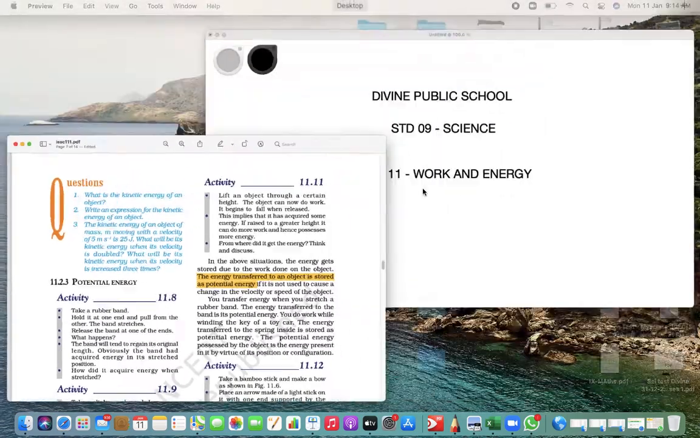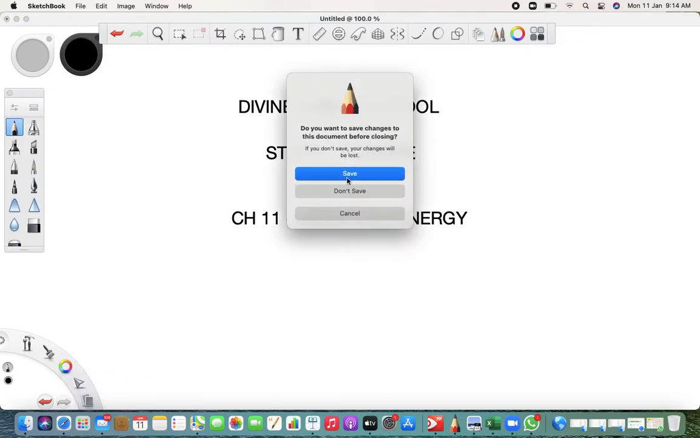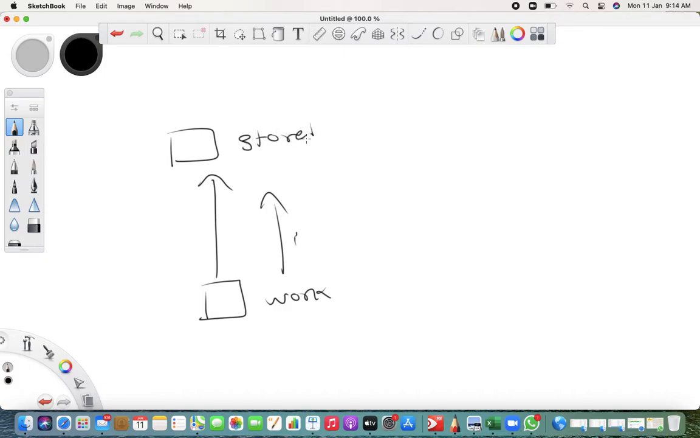Let me give you an example here. For example, you lift an object and take it to a certain height. So you did some work when you moved it from one place to here. Whatever work you did is stored in the form of potential energy.